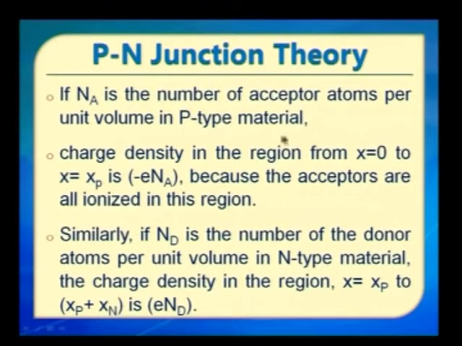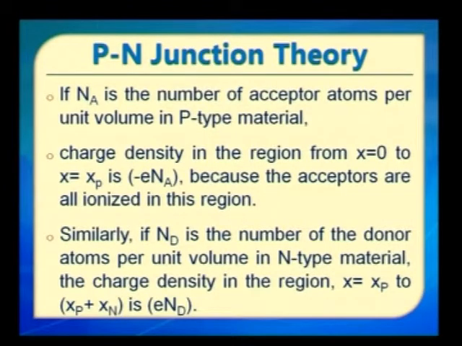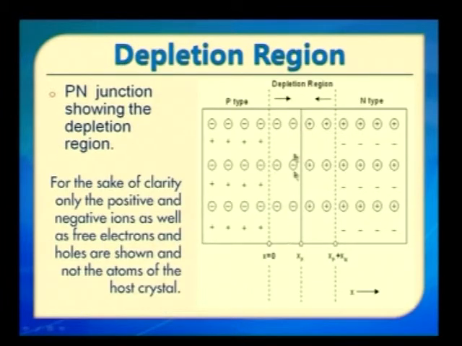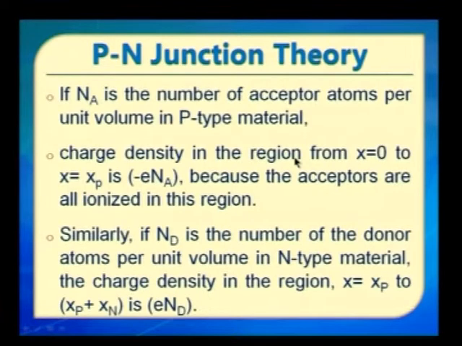type material, the charge density in the region from x equal to 0 to x equal to x p, the charge density means what? Charge multiplied by the number density. The N A is the number of acceptor atoms per unit volume. So, the charge density will be minus E times N A, because you are having a minus sign because of the fact that you have got negative ions, and so you have got minus E N A as the charge density, because the acceptors are all ionized in this region. So, you have got negatively charged ionic layers present in that region.